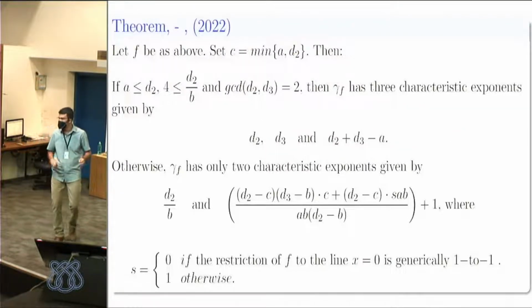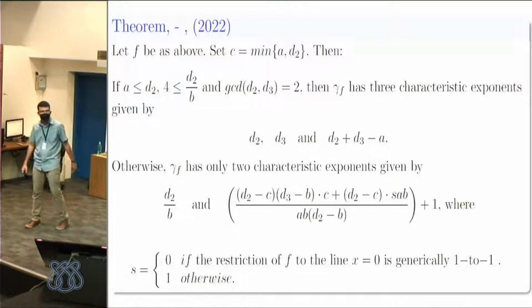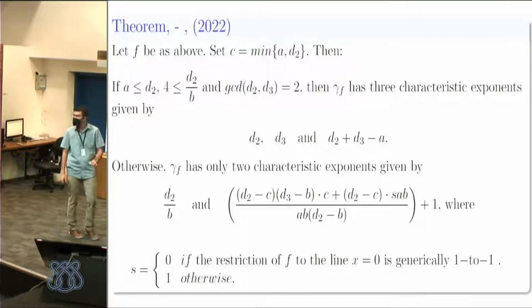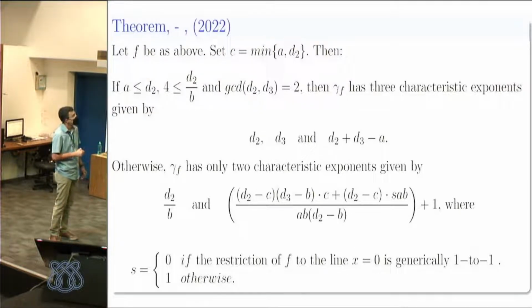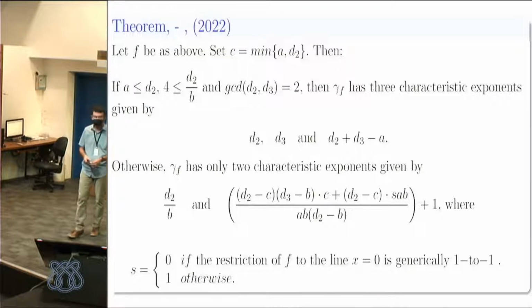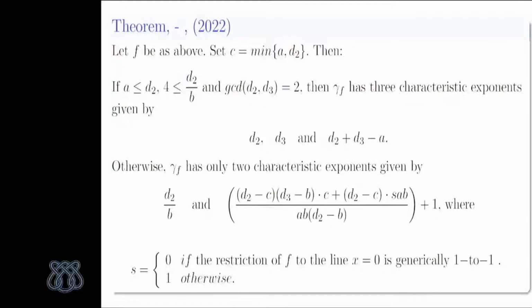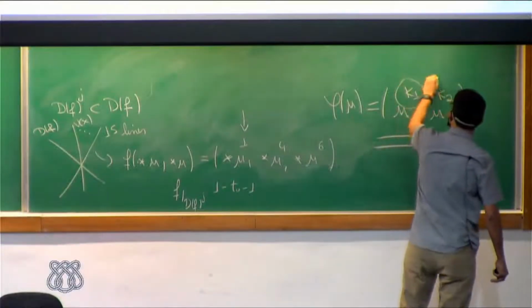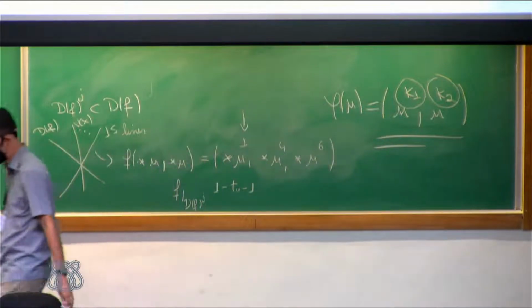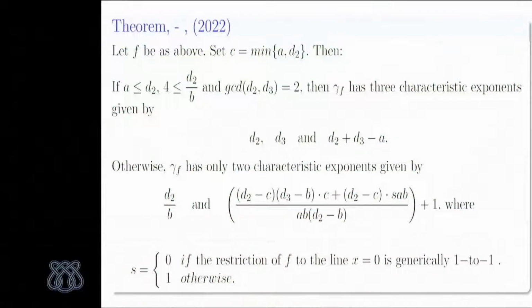Outside this strange case, outside this not usual case, the transversal slice is quasi-homogeneous. So it's parameterized by something like this: t^K1, t^K2, and K1 and K2 are the characteristic exponents of the transversal slice, and they are given by these two expressions, D2 over B and this expression plus 1. Again, we have the influence of the fold component given by x equals 0 in the source.